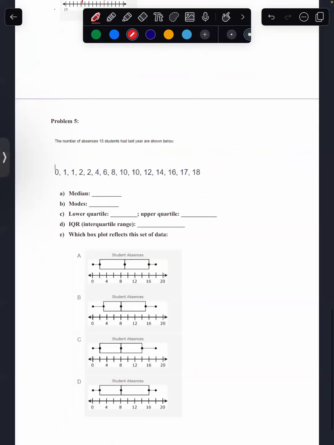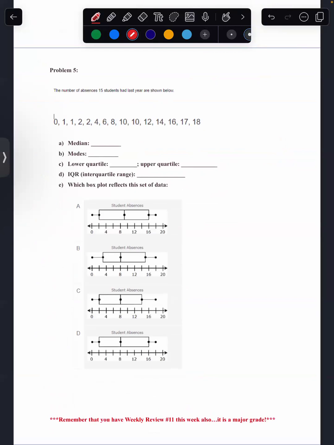And then number 5, number of absences of 15 students had last year shown below. All right, so we're looking for the median first. So find the middle number. And that is 8. There's how I went through that.